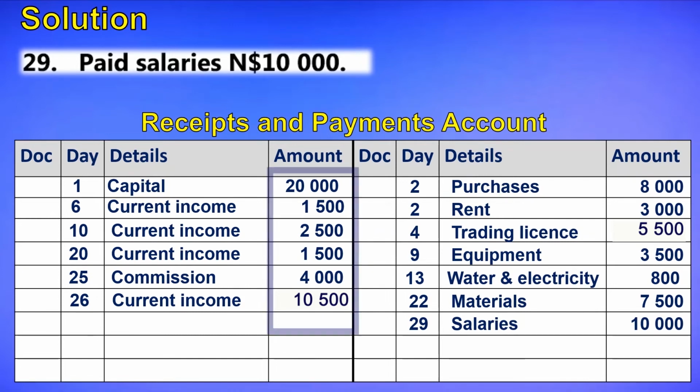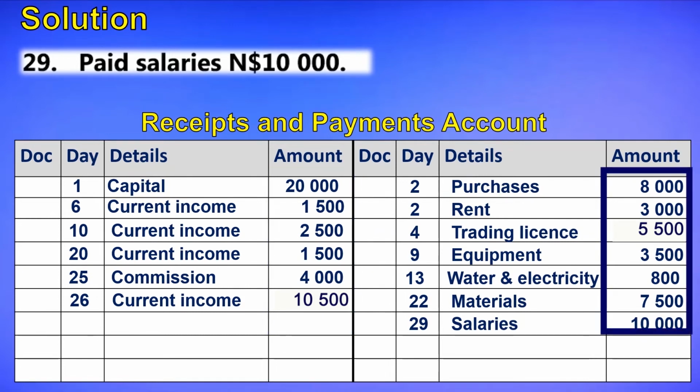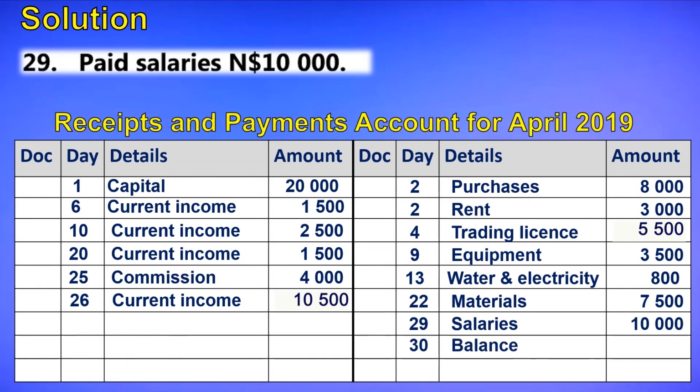If you take all the income that the business has received minus all the payments, it gives you a balance of a profit that is 6,650.